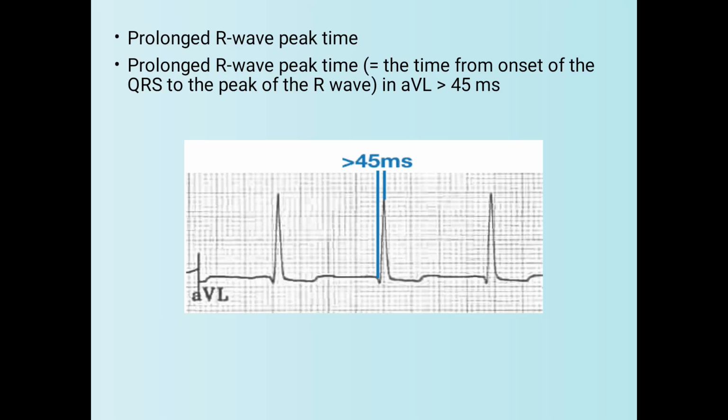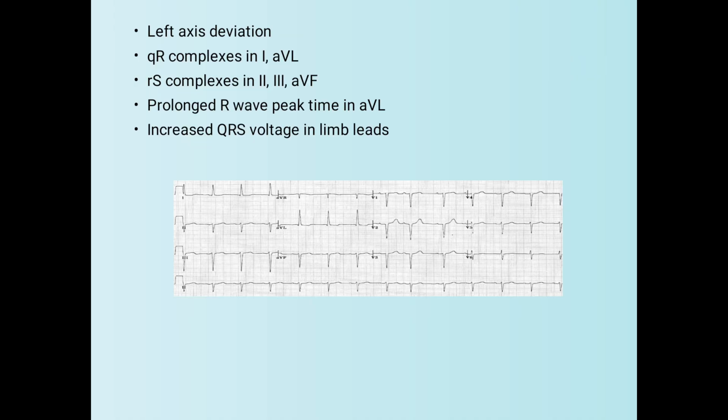Here we can see prolonged R wave peak time, that is the time from the onset of QRS to the peak of the R wave. In AVL, it is more than 45 milliseconds.